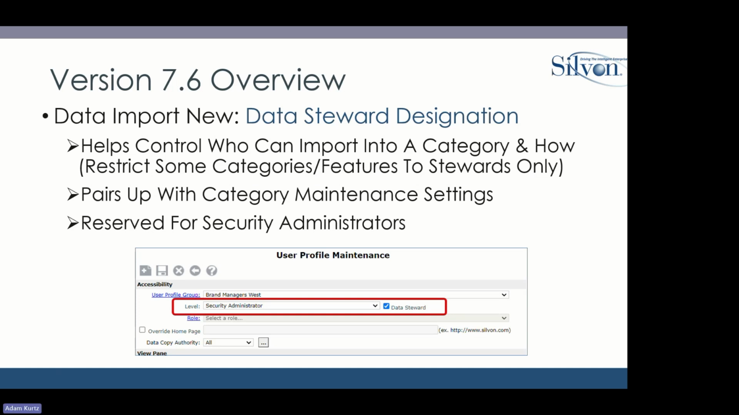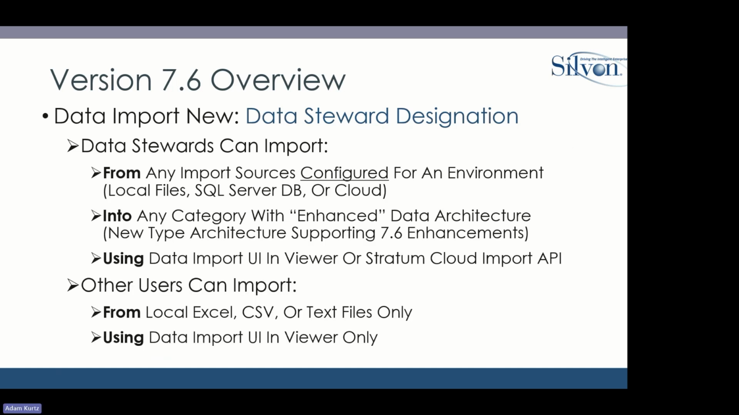Another new feature from 7.6 is the data steward designation, which you can assign to a user profile, which gives them those cloud features. So if you just want to keep data import simple for certain users, you can do that. Or if you want to open up those cloud source options, then you can assign to those users the data steward designation, and that would allow them to bring in files not only from local Excel and text file sources, but also reach out to the cloud to get them as well. So it just gives us more information about what I just explained. Essentially, it opens up those import sources so that they can grab them from the cloud.